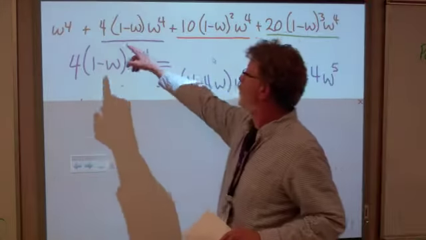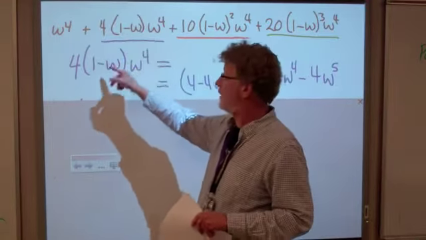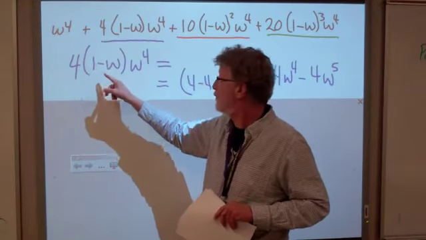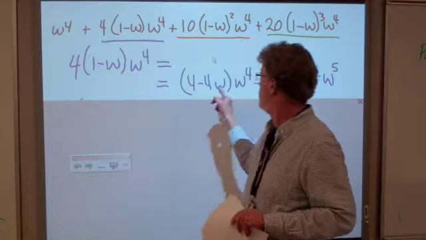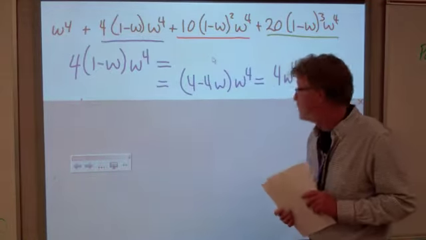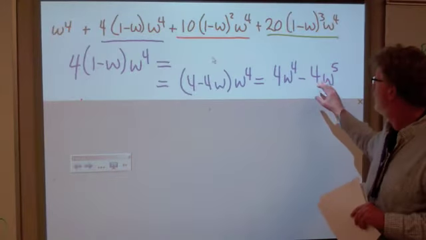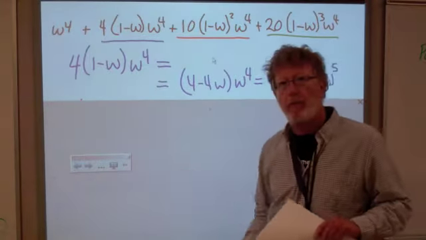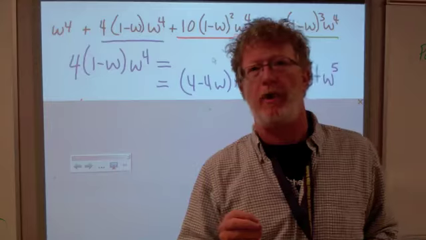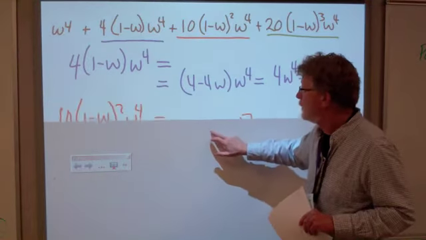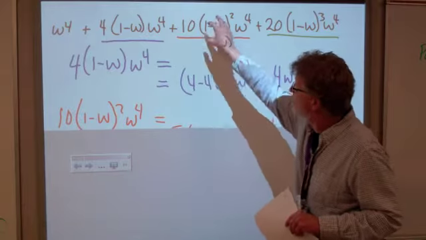So I brought down 4 times 1 minus w times w to the 4th here. We multiply the parentheses first. We get 4 minus 4w. Then we multiply that times w to the 4th. We get 4w to the 4th minus 4w to the 5th. Remember, when we're multiplying variables that have exponents, we add the exponents. Key piece.